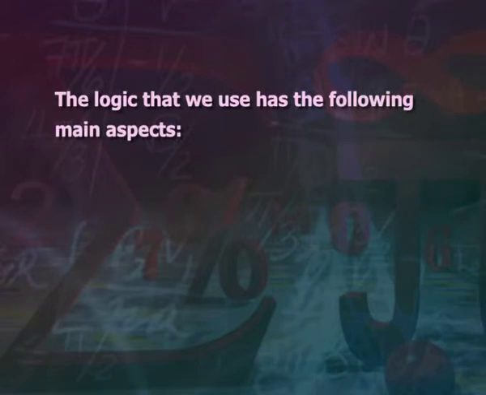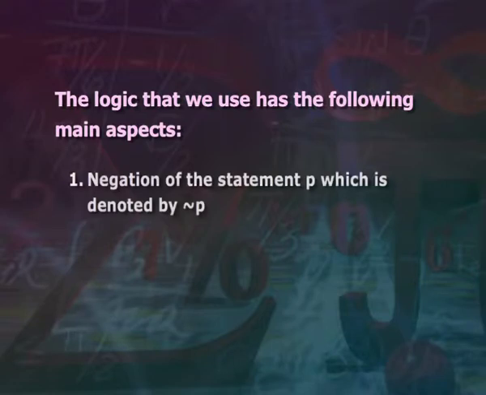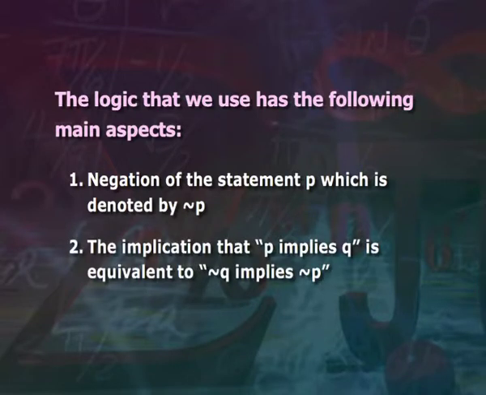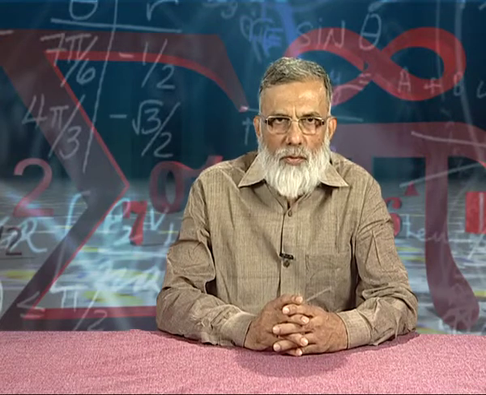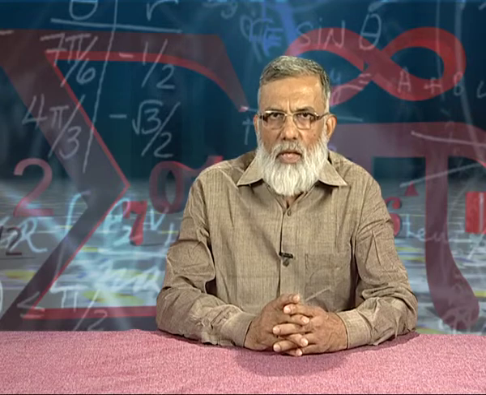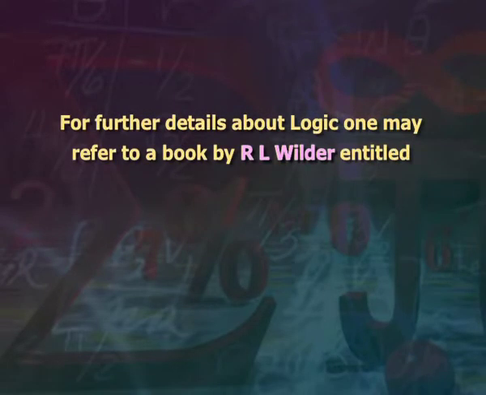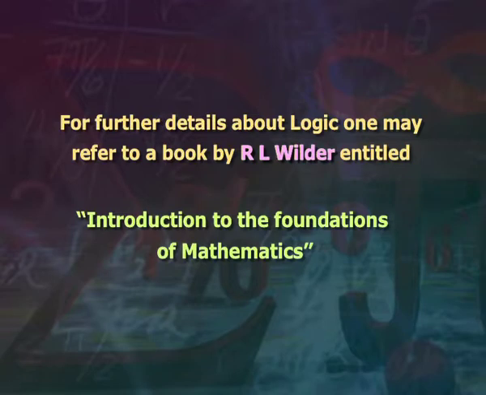The logic that we use has the following main aspects: 1. Negation of the statement P, which is denoted by not P. 2. The implication that P implies Q is equivalent to not Q implies not P. 3. The method of reductio ad absurdum, which is also known as the method of contradiction. In this method of proof, one arrives at some absurd or untenable statement if one assumes that what is to be proved is false. For further details about logic, one may refer to a book by R.L. Wilder entitled Introduction to Foundations of Mathematics.